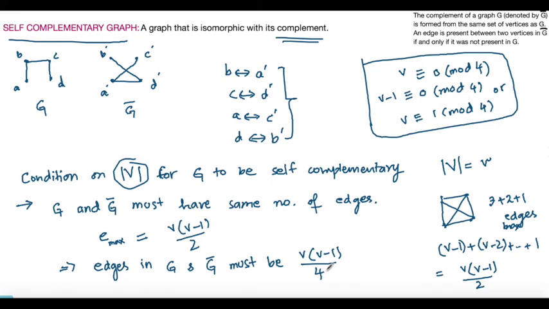Okay, so this is a brief introduction to graph isomorphism and some corollaries based on the isomorphism definition, namely self-complementary graphs and finding all the non-isomorphic versions given a condition on the number of vertices and number of edges.